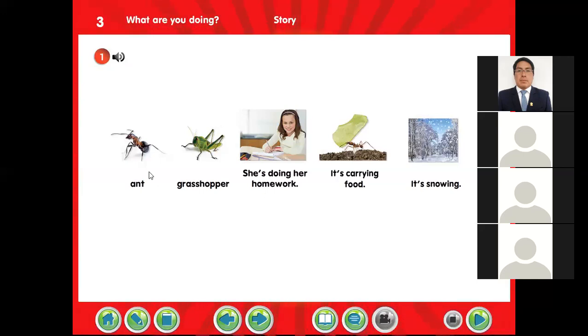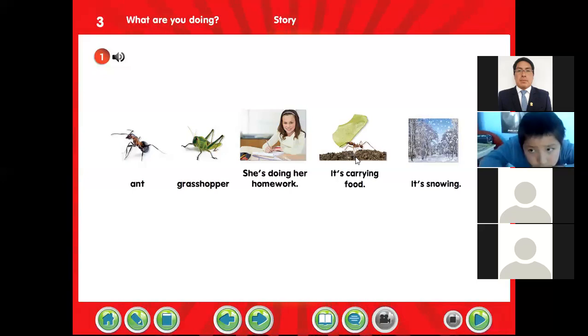Good. Now, please pay attention. This is the vocabulary. Ant, you know, is this insect. Okay. Grasshopper, you know, is green insect. She's doing her homework. You know, doing her homework. Okay. Carrying food. Carrying. You see, carrying is this action. Okay. Carrying. In this case, the ant is carrying food. Okay. Carrying. Action in the moment.